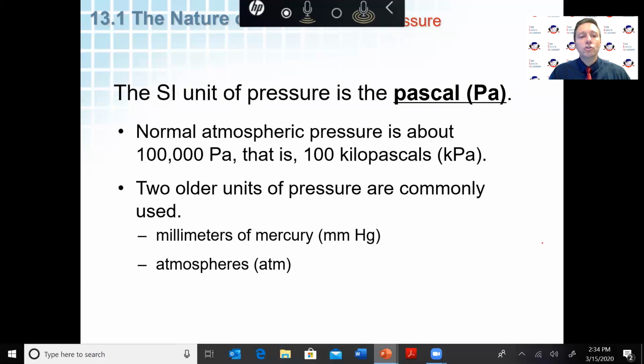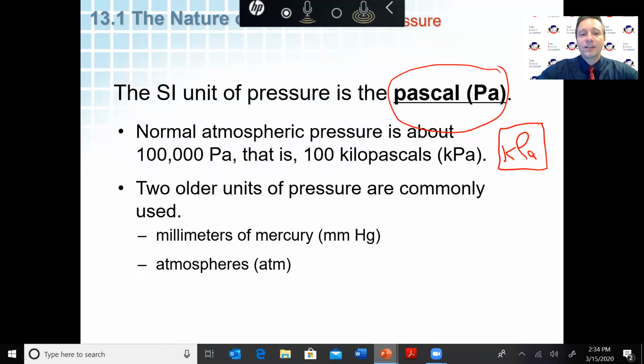So what units do we as chemists use to measure atmospheric pressure? Well, here, the SI unit is pascals, and that's important, but that's not the one that we're going to be using in chemistry. The one that we're going to be using in chemistry is kPa, or kilopascals, and that is the number that is going to be significant for us.